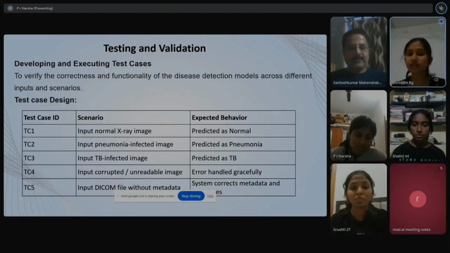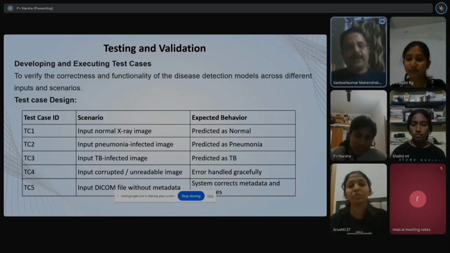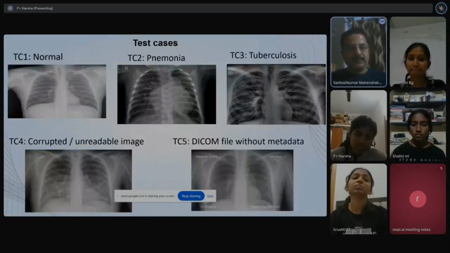Input DICOM file without data. Without data means, let me explain. Don't know. How is that? Okay. No, no, sir. Okay, next slide.